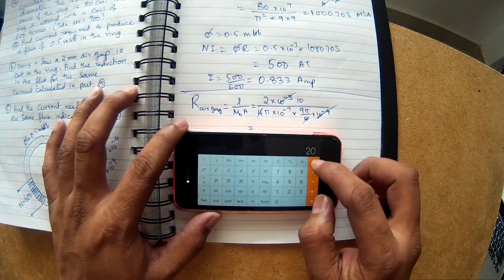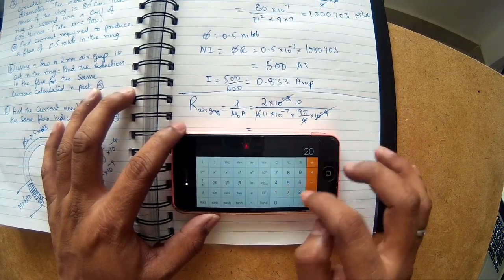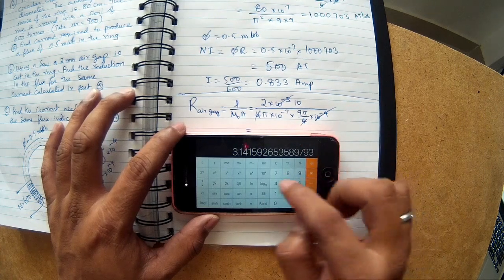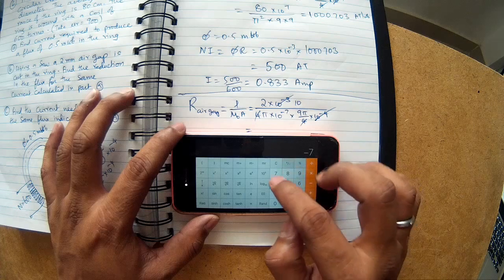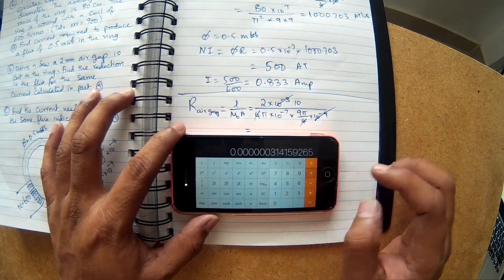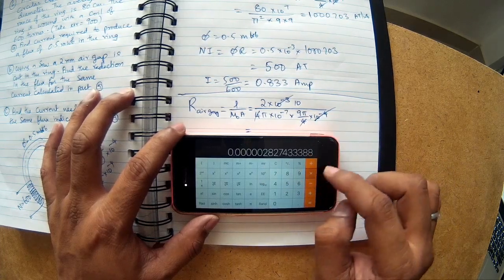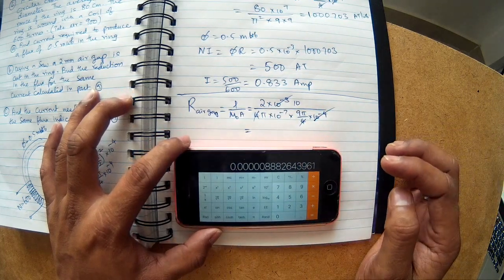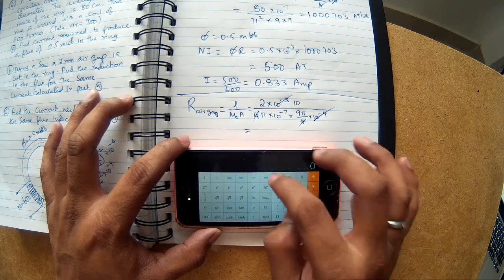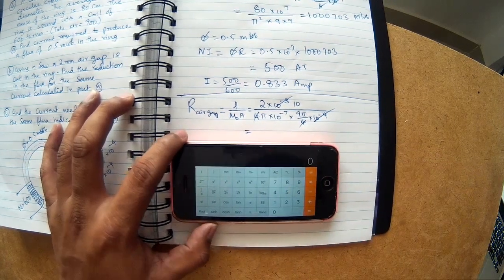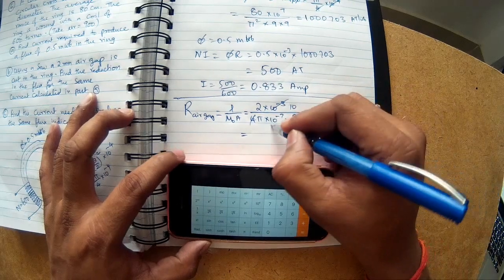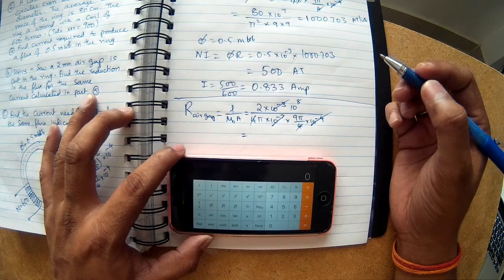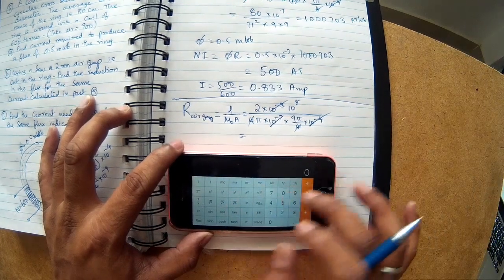So 20 in the numerator divided by pi, multiplied by 10 power minus 7, multiplied by 9, multiplied by pi again. Okay. I think somewhere I made a mistake. Let me recalculate. Let me take this 10 power 7 up, so it will become 10 power 8 in total.